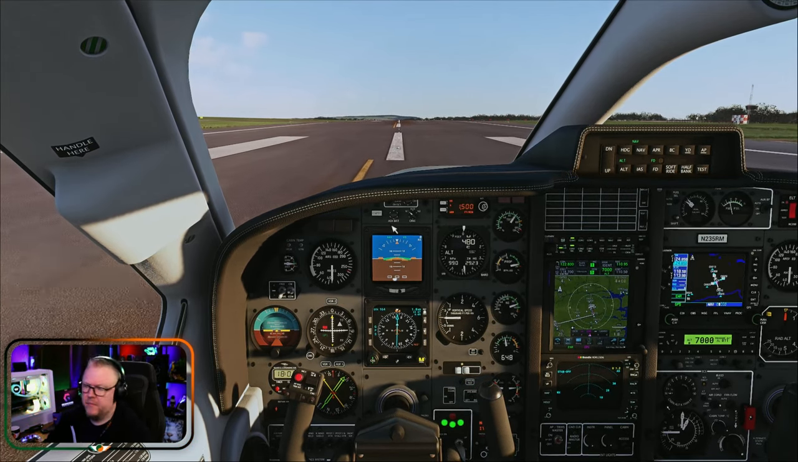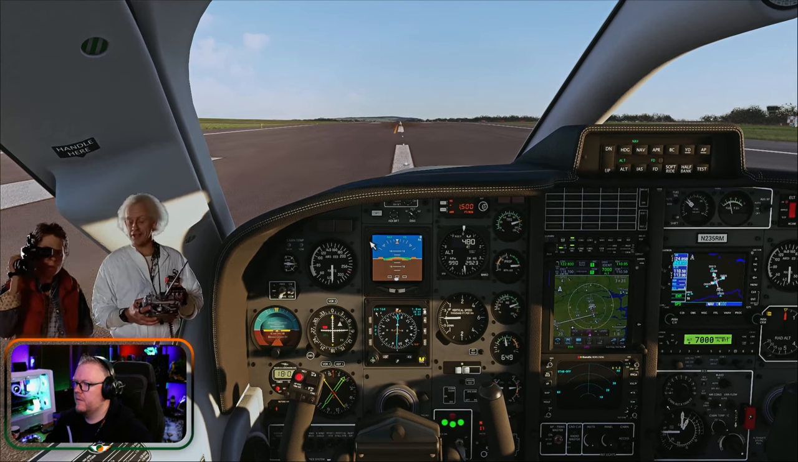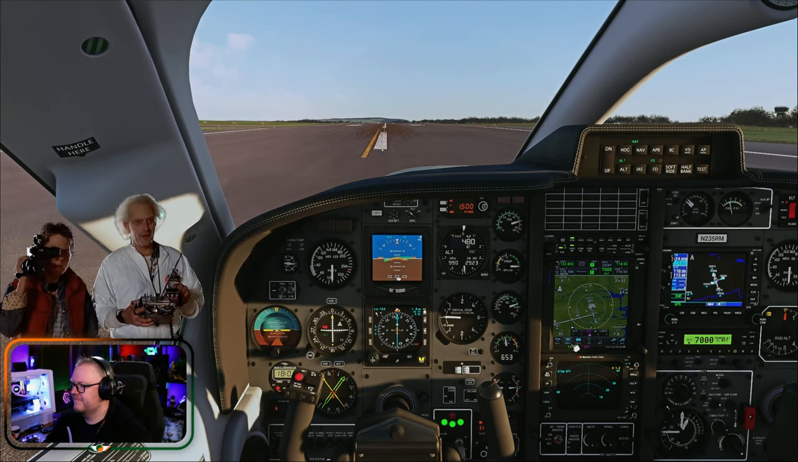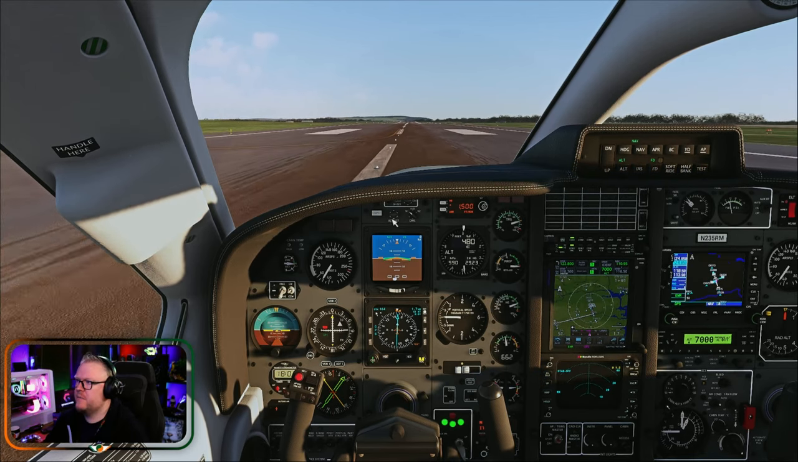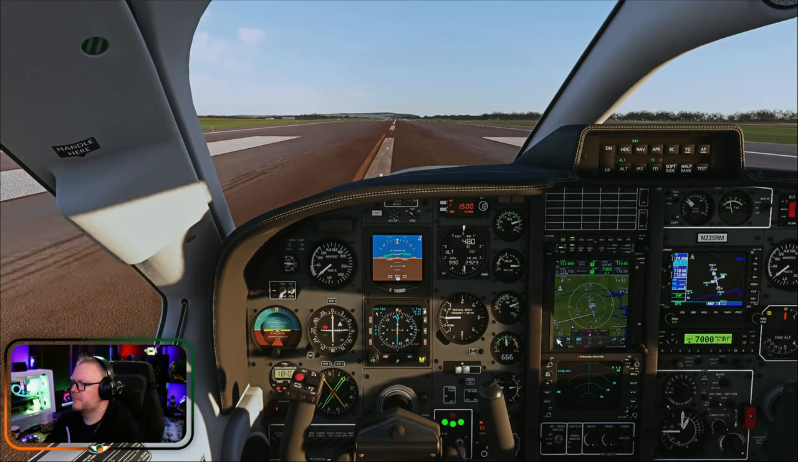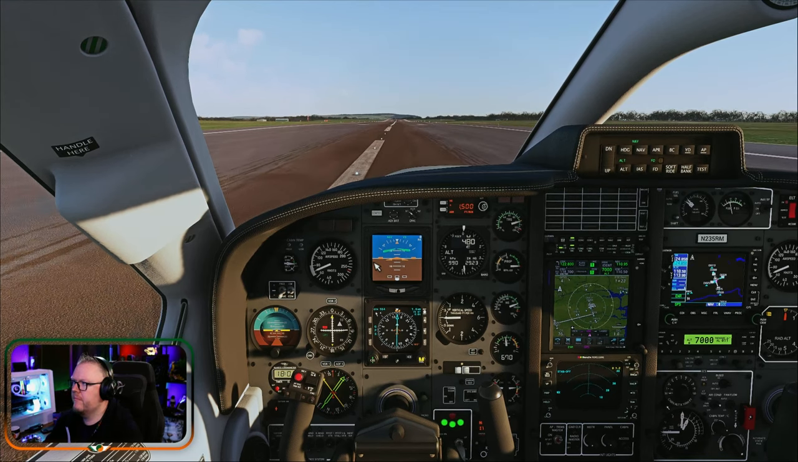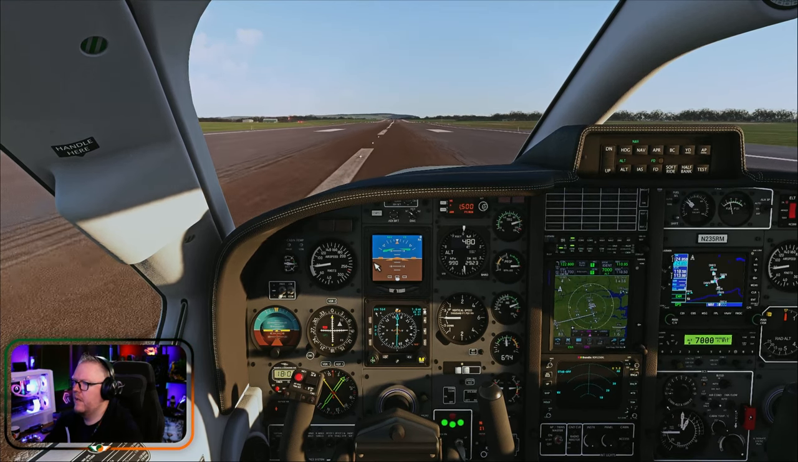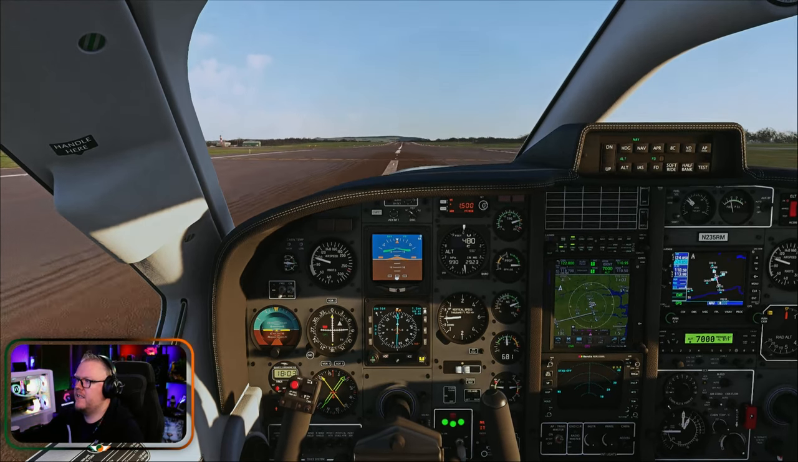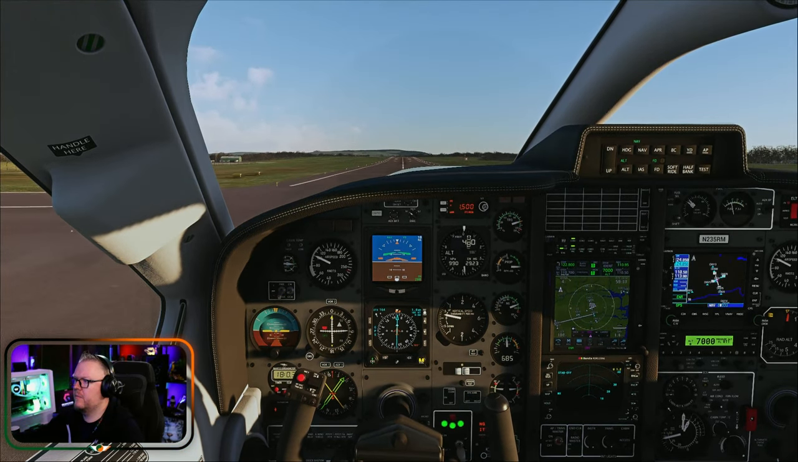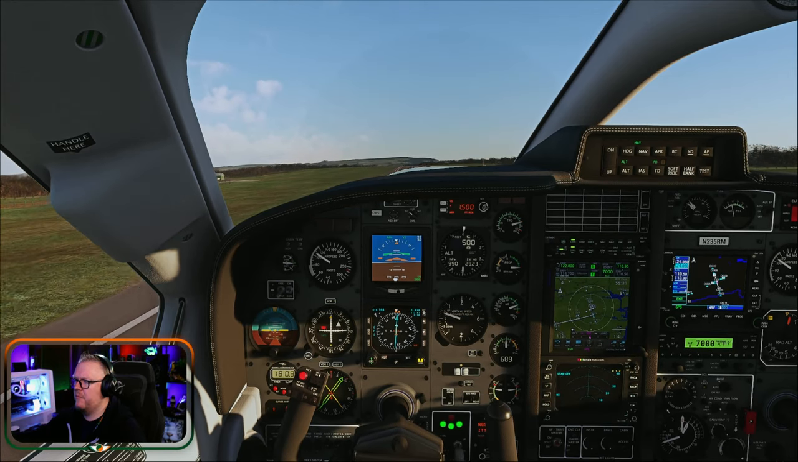Takeoff power set. When this baby hits 88 miles per hour, you're going to see some serious action. Speed alive, the needle is moving. There's 80 knots. Positive rate of climb, indicating the climb. Gear coming in.